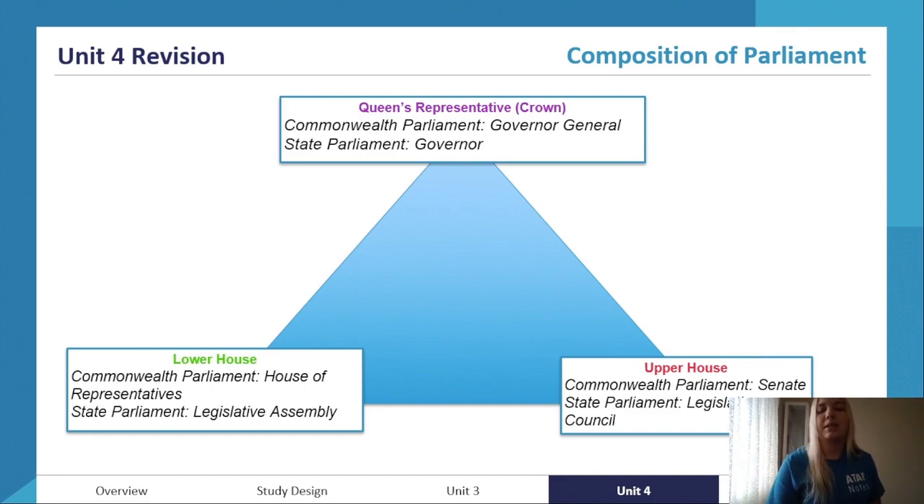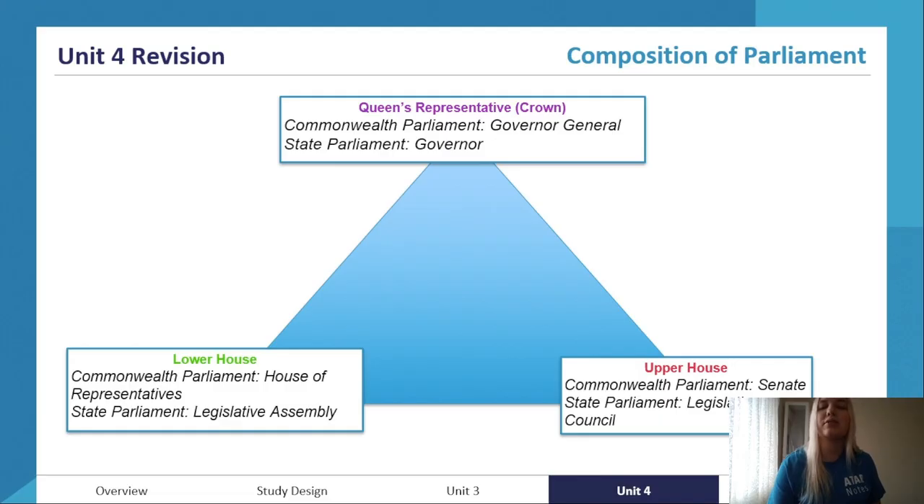Usually, the upper house reviews laws more often rather than initiates new bills. It is usually the lower house that initiates bills. We often refer to the upper house as the House of Review.